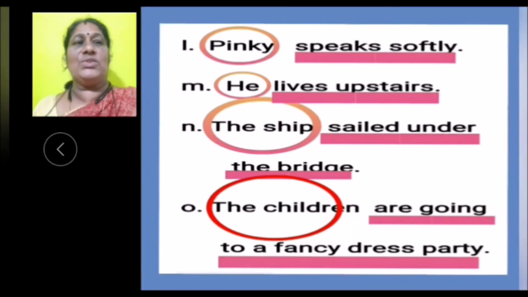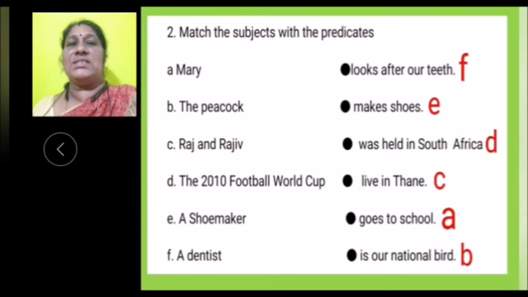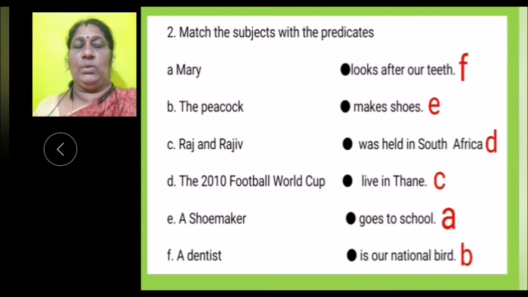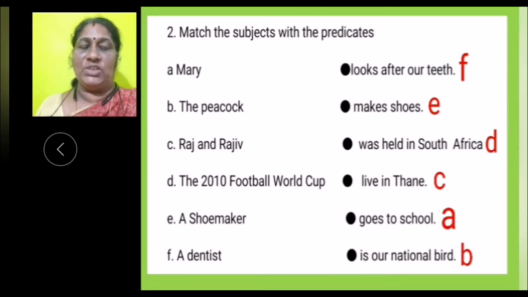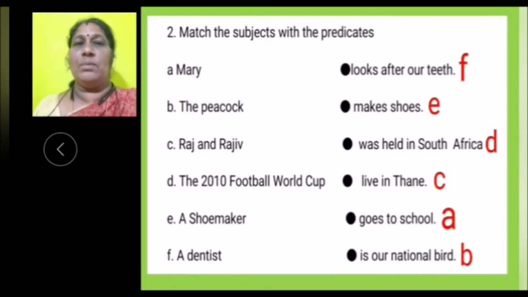Children, let us do the next exercise. Exercise number 2. Match the subjects with the predicates. Children, you can see some subjects in this column and some predicates in another column. These subjects and predicates should be matched so that it gives some meaningful sentences.